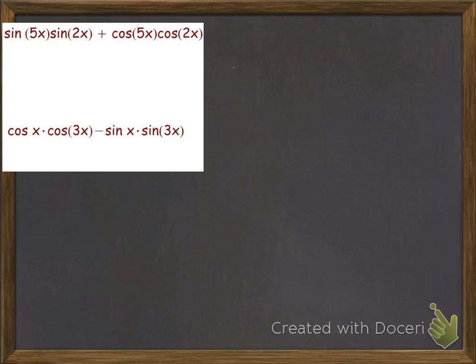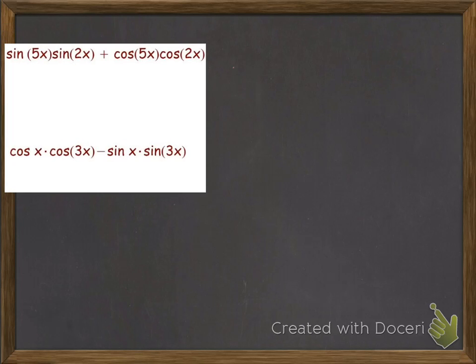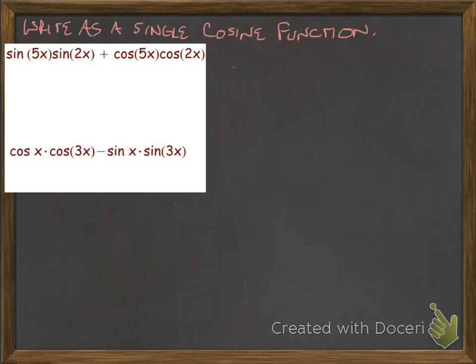Okay, in this one, the directions are to write as a single cosine function. And so basically they gave me the right side of the identity, and I need to change it to the left side. Well, first, if you notice, this is the sines first and then the cosines. So I'm going to switch that.